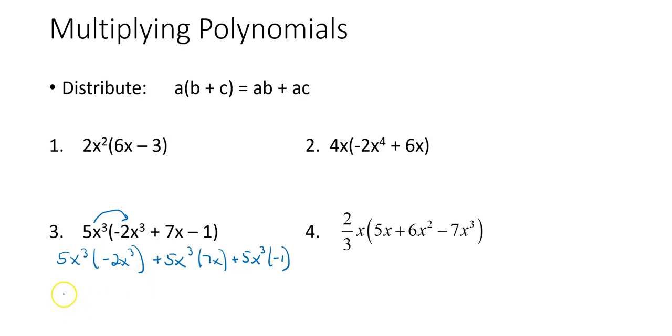So 5 times negative 2 is negative 10. What happens with the x's? X to the third times x to the third is x to the sixth, right? We're multiplying polynomials. Over here, 5 times 7 is 35. X to the third times x is x to the fourth, right? Don't forget that's really an x to the first. And then I get a minus 5x cubed. Right? So that's where it is. I've simplified it.